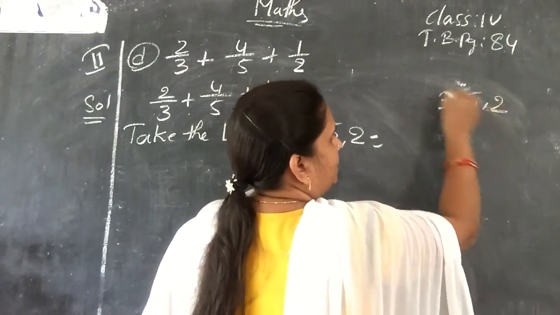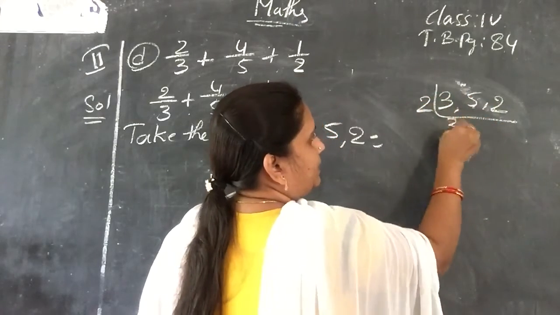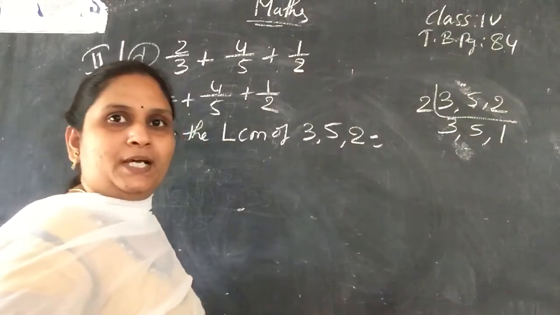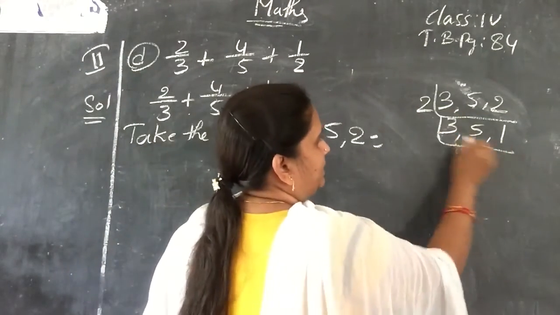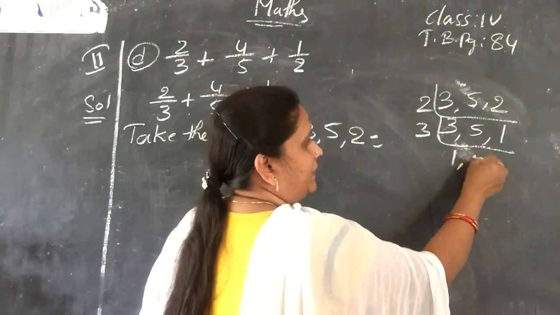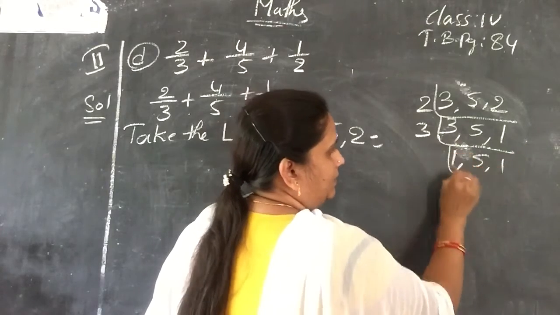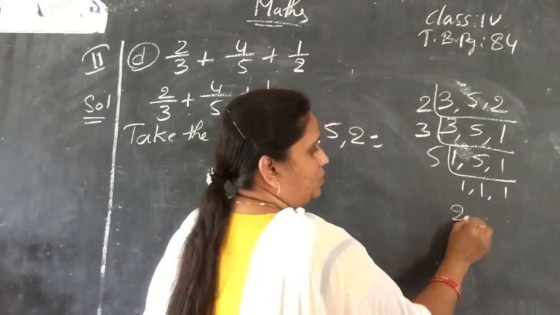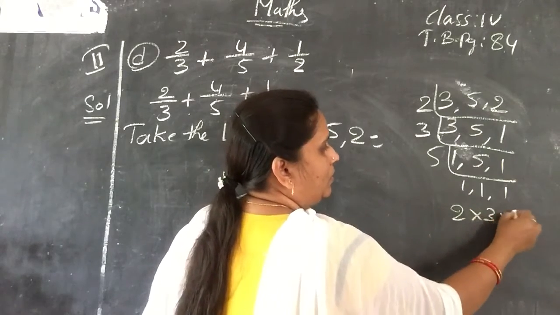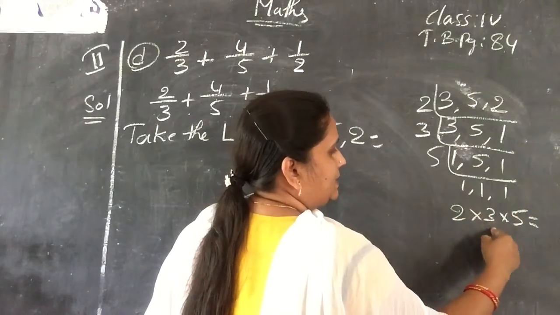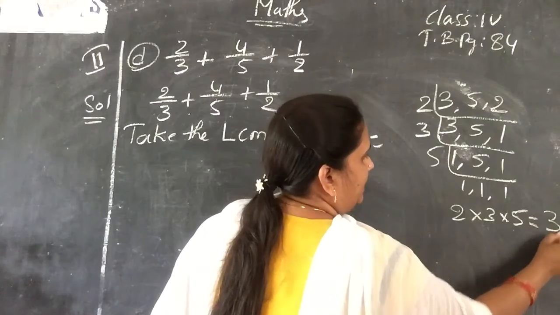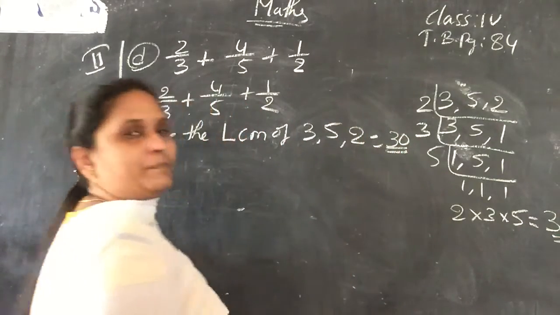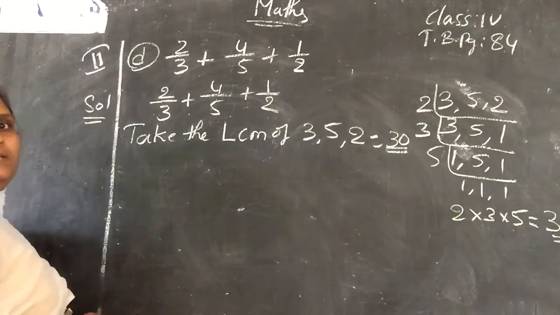3, 5, 2. First we check with the 2 table. 3 is not divided, 5 is not divided, but 2 ones are 2. Next we divide with 3. 3 ones are 3, 5 will not divide, and 1. Next with 5. 1, 1, 1. So 2 into 3 into 5. 2 3s are 6, 6 5s are 30. 30 is the LCM.